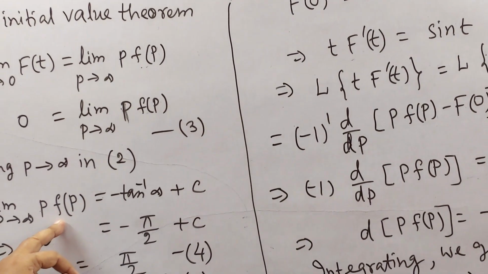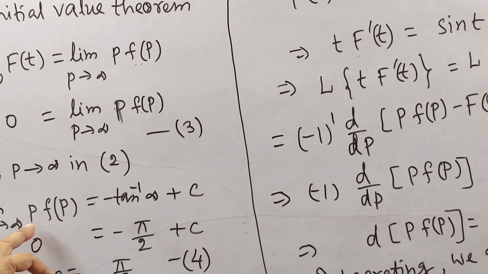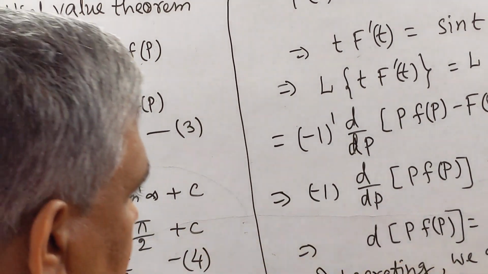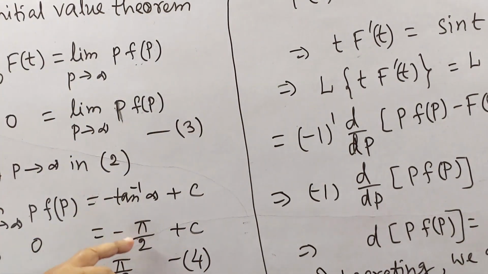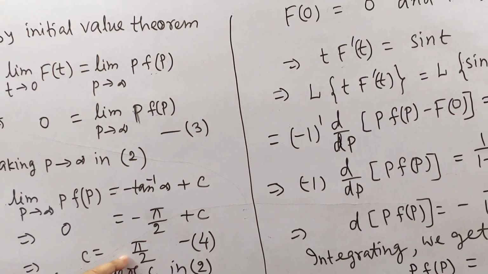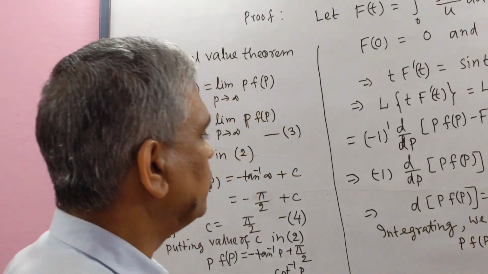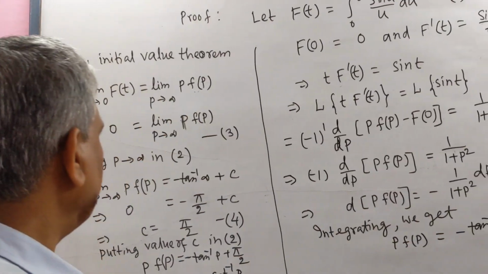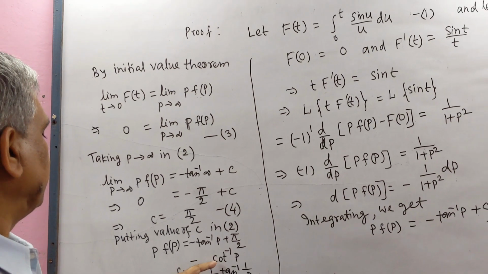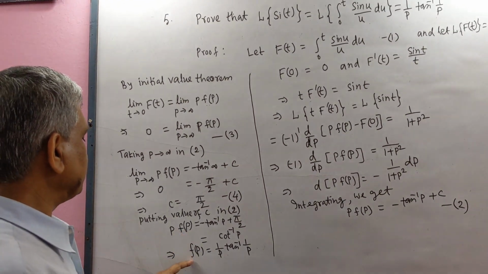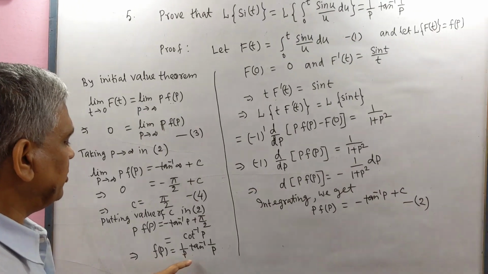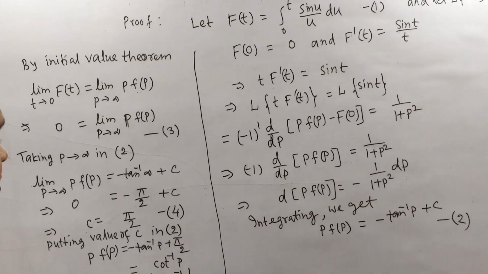We get the limit p tends to infinity of p F(p) equals minus tan inverse infinity plus c. Tan inverse infinity is pi by 2, and this value from 3 is 0. So c is pi by 2. Putting the value of c in equation 2, we get pi by 2 minus tan inverse p, that is cot inverse p. So F(p) remains this side and p this side: F(p) equals 1 by p cot inverse p, and cot inverse p means tan inverse 1 by p.